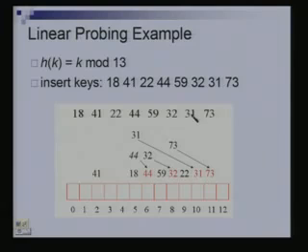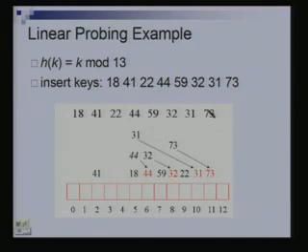31, 31 mod 13 is 5. So we should have put 31 here, but this location is occupied by 18. So we go to the next location, which is occupied by 44. So we go to the next location, which is occupied by 59. So we go to the next location, which is occupied by 32 already. So we go to the next location, which is already occupied by 22. So we go to the next location, which is empty, and we put 31 here.